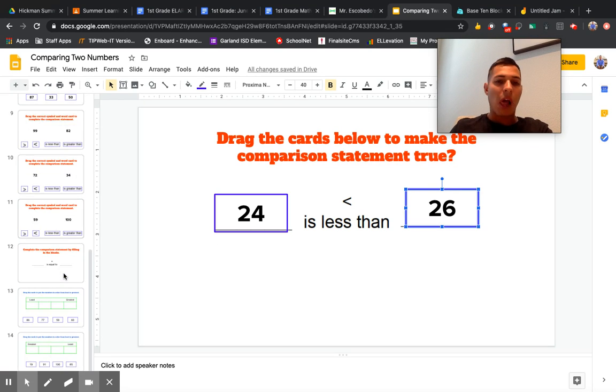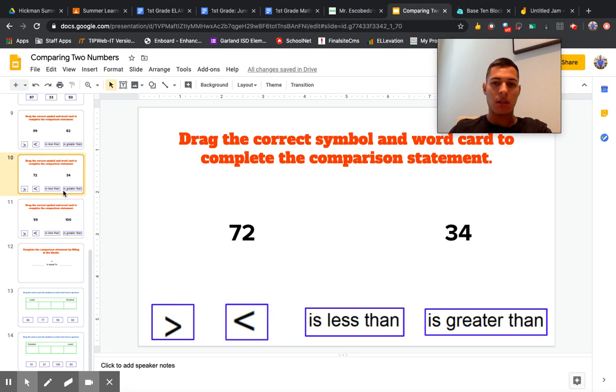Perfect. I feel like we got pretty good with comparing numbers. So I'm just going to switch some things up. This one says drag the correct symbol and word card to complete the comparison statement. So it gave us our two numbers now in standard form. It wants us to drag a symbol and then the statement along with it. So 72 is blank than 34. Is 72 bigger than, which means greater than, or is 72 less than, which means smaller than 34?